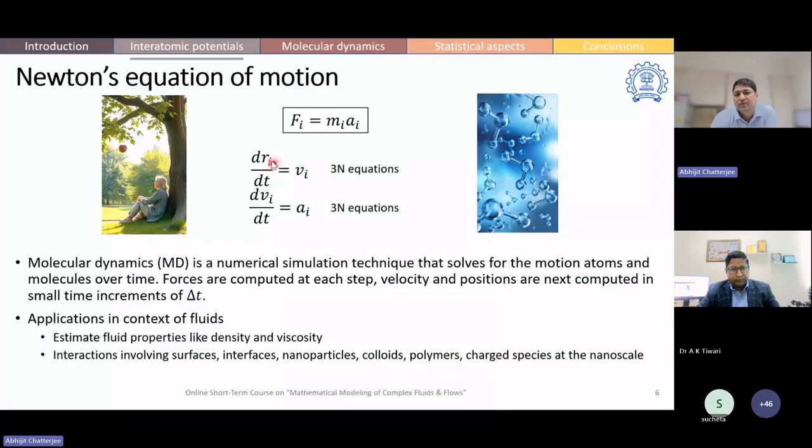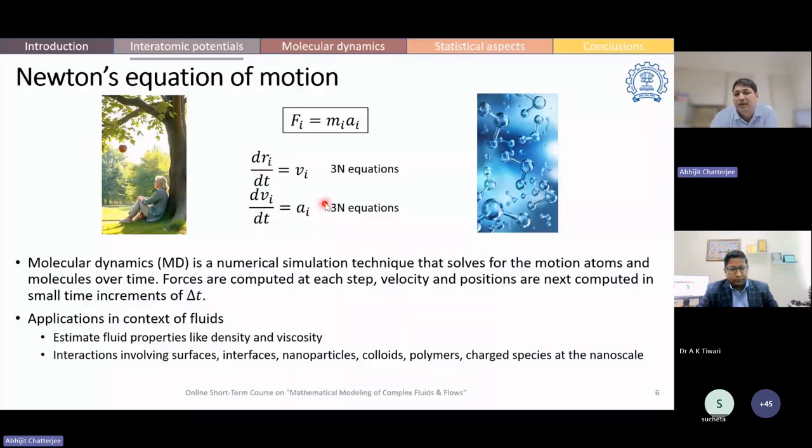The first set of equations basically tells us that the rate of change of position is the velocity. And the second equation tells us that the rate of change of velocity is the acceleration, right? So if the right-hand side terms are known to us, then one would just have to solve for the positions and the velocities in time.